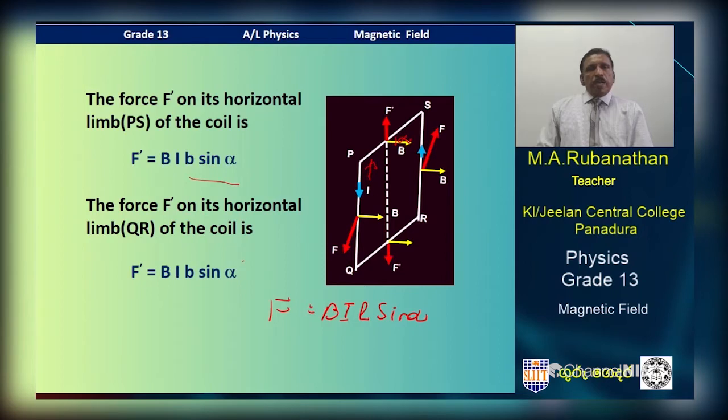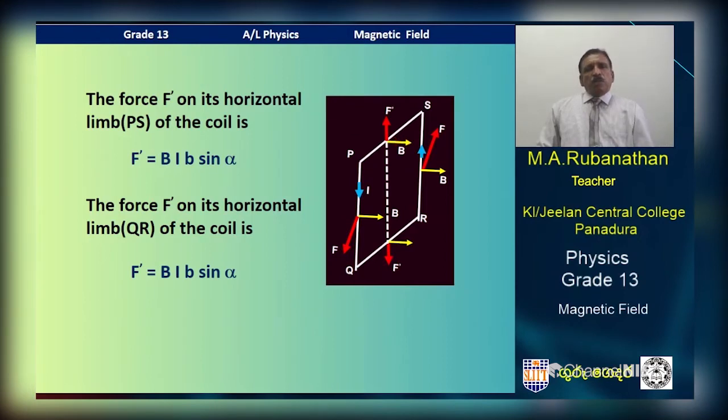The force F dash on the horizontal limb QR of the coil is this one. Again, we can write F dash is equal to BIB sin alpha because both limbs are of equal length. Only the current is opposing each other. Therefore, the direction is opposite. Better see the picture clearly. Here the force is upside.